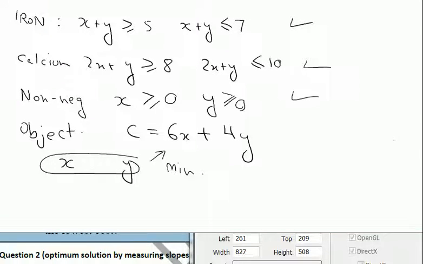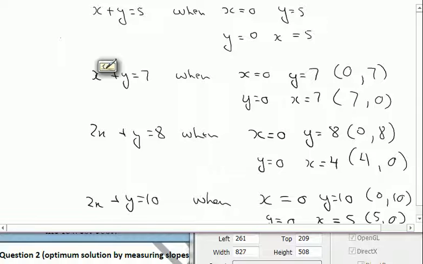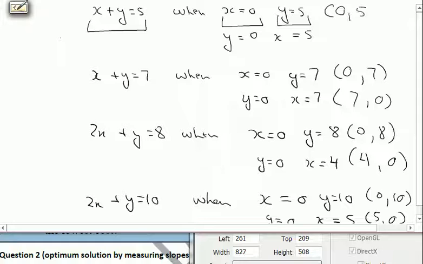In order to do any graph, we will have to find any 2 points through which each of the constraints passes. For example, for the first constraint, we will write x plus y equals 5 and assume when x is equal to 0, we will calculate the equivalent value of y. When x is 0, y will be 5. This will be called the first coordinate, which is 0, 5. Similarly, when y is 0, what will be the x value? X will be 5. So the second coordinate will be 5, 0.